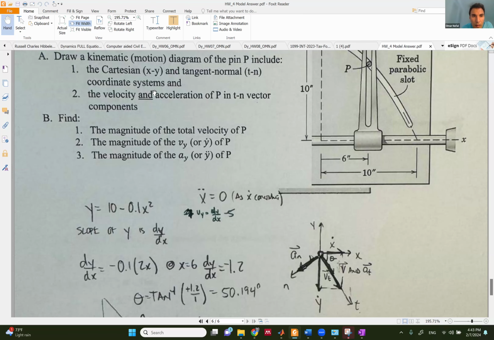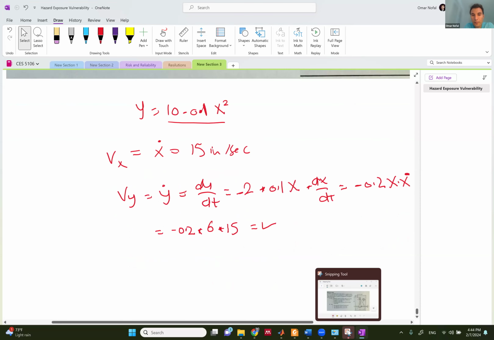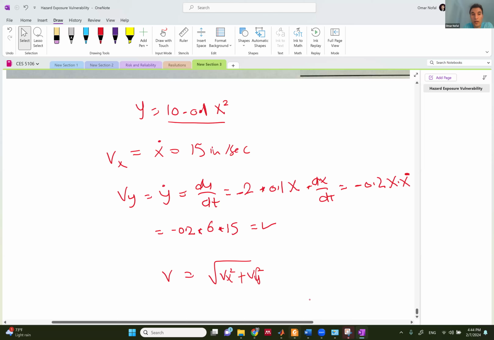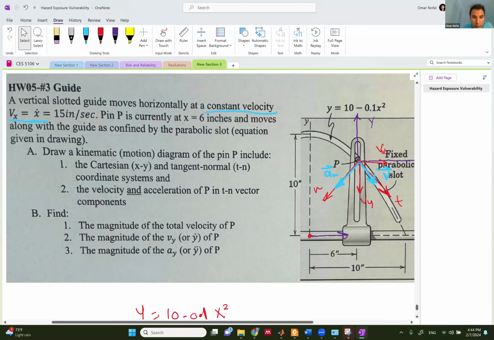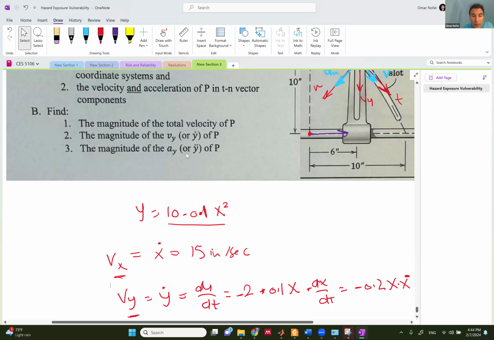So the velocity, the magnitude of the total velocity at B. Once you have both of them, for example Vy and Vx, V is going to be the root of Vx squared plus Vy squared. So I got Vy and I already have Vx, so I can get it. Okay, so this is the magnitude of the total velocity, the magnitude of Vy. So this is the one that I got here. And the last one is the magnitude of Ay.